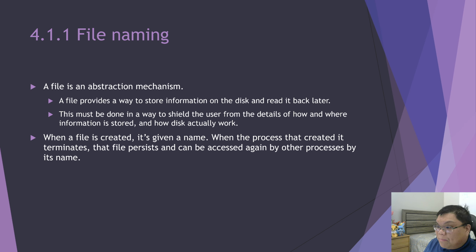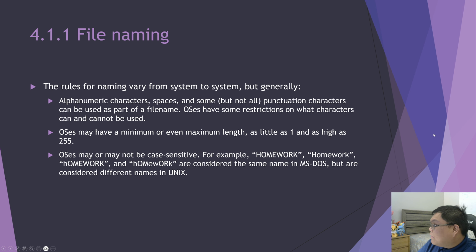When the process that created the file terminates, that file persists and can be accessed by other processes by its name. The rules for the names that we give to files may vary from system to system, but generally, you can use alphanumeric characters. Operating systems may have differing minimum and maximum lengths. File names can be as little as 1 character and could also be as high as 255 characters. You could probably even use Unicode as part of your file name at this point. I'm not sure if you can use emojis as part of a file name, but I would not be surprised if it were possible to do that.